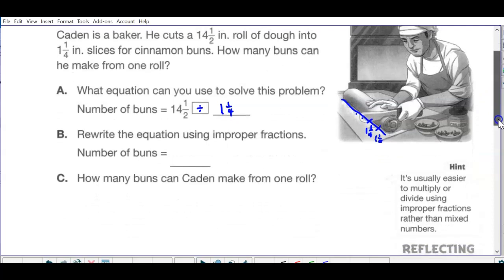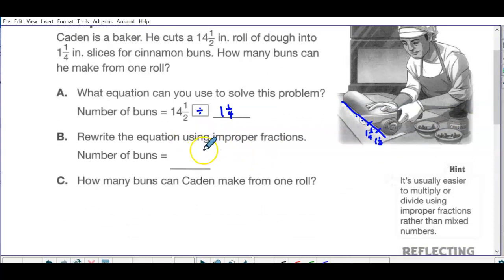It says rewrite the equation using improper fractions. So convert 14.5. That's going to be 28 plus 1 is 29, so it's 29 over 2. I didn't leave a lot of space, but anyway, divided by 5 over 4. And then that's the equation. So let's just finish it down here because there is space.